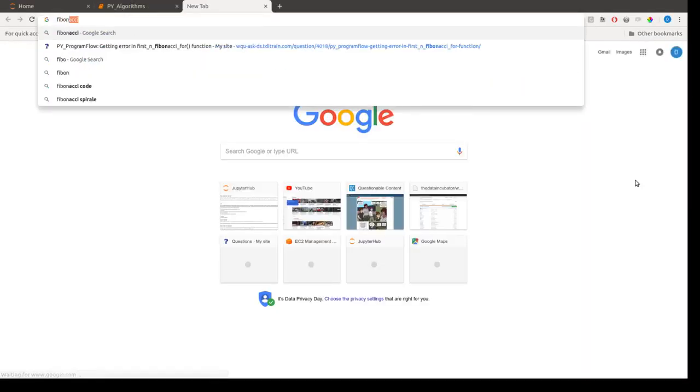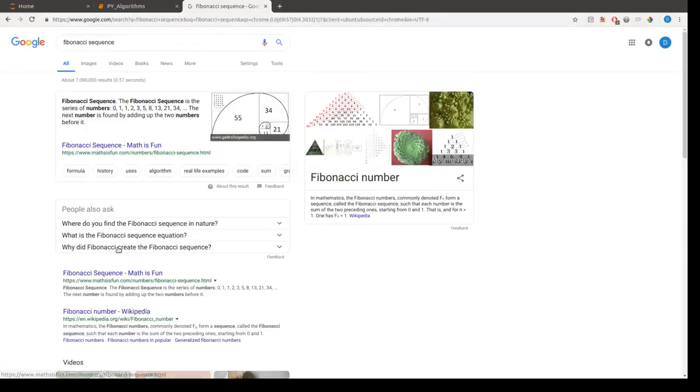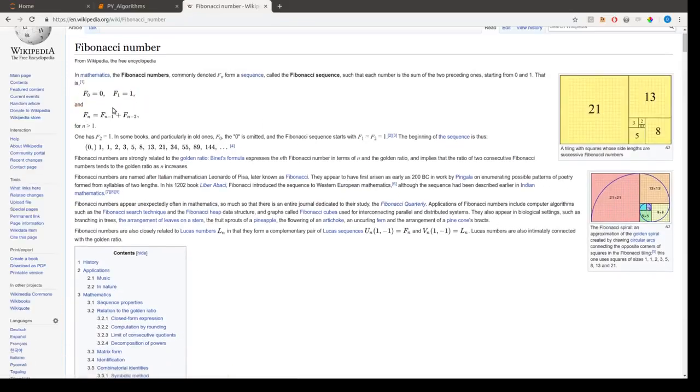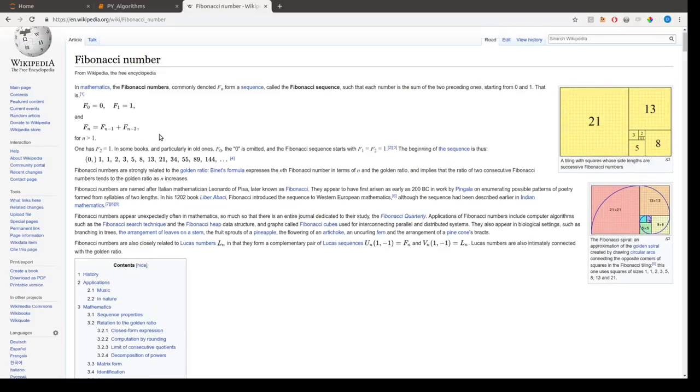And in case you've forgotten, the Fibonacci sequence is calculated as follows. The first number is 0, the second number is 1, and each subsequent number we calculate as the sum of the previous two numbers. So before we can calculate, say, the fifth number of the Fibonacci sequence, we need to first calculate the third and fourth, because the fifth is equal to the third plus the fourth.